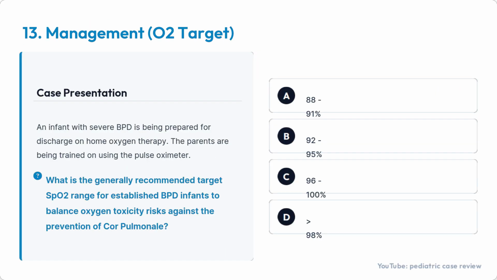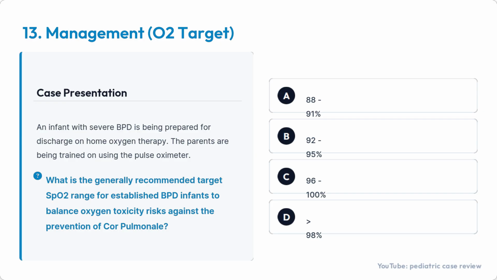Question 13. Oxygen target management. An infant with severe bronchopulmonary dysplasia is being prepared for discharge on home oxygen therapy. The parents are being trained on using the pulse oximeter. What is the generally recommended target oxygen saturation range to balance oxygen toxicity risks against the prevention of cor pulmonale?